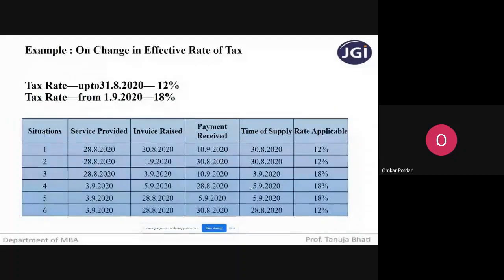I'm asking just that in case of RCM, what is the date of supply? So RCM is reverse charge mechanism. In our lecture number 8, 9 and 10, we have already seen what is going to be the time of supply in RCM. Okay, ma'am.